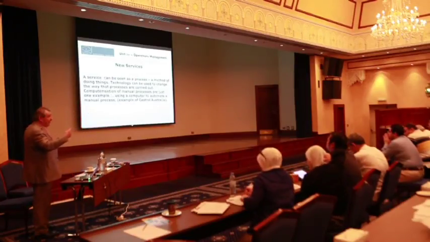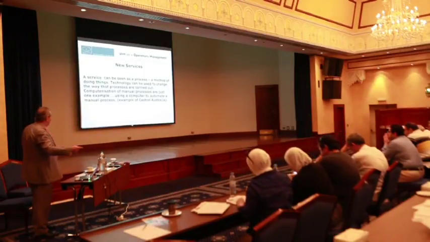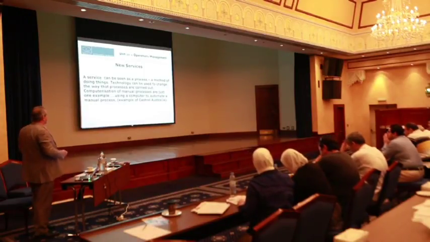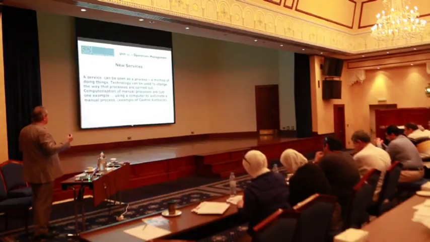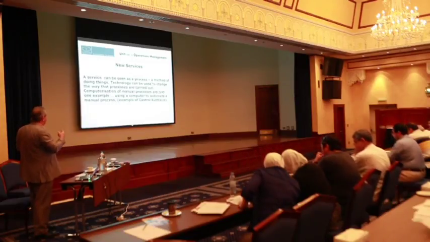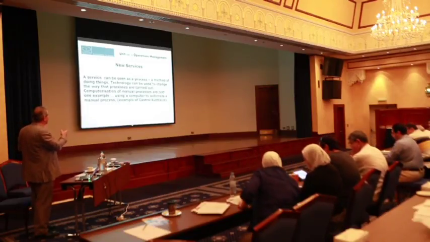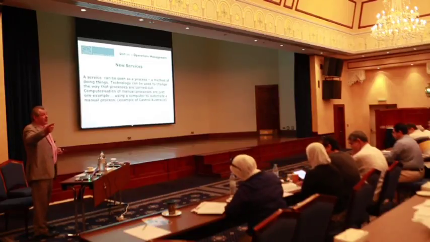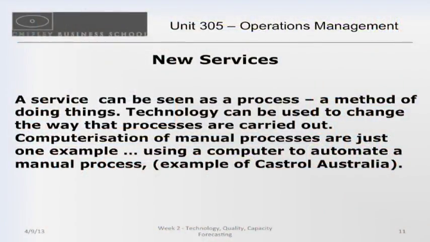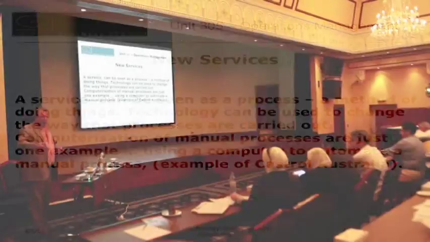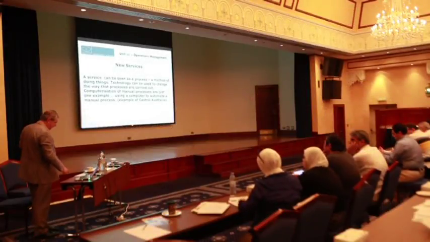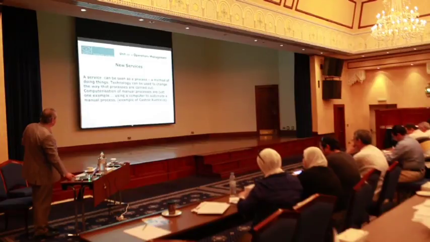A service can be seen as a process, a method of doing things. So technology can be used to change the way the processes are carried out. Computerization of manual processes is just one example. So my example of when I was a production planner or production controller, just one example to automate a manual process. But we've gone beyond that at this stage. But it was the process by which we did it.